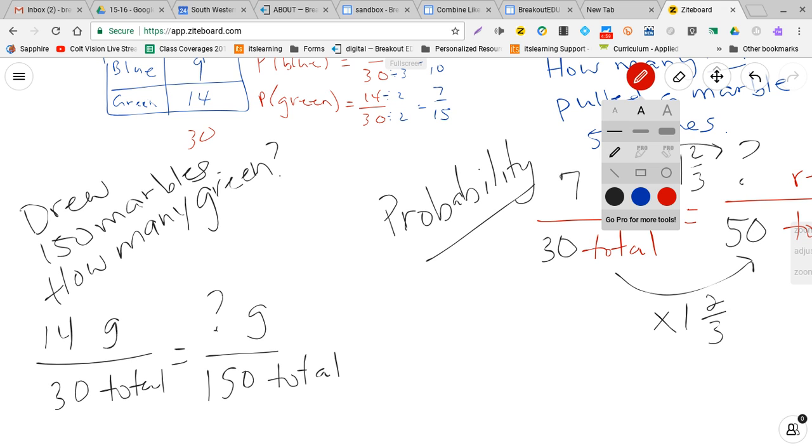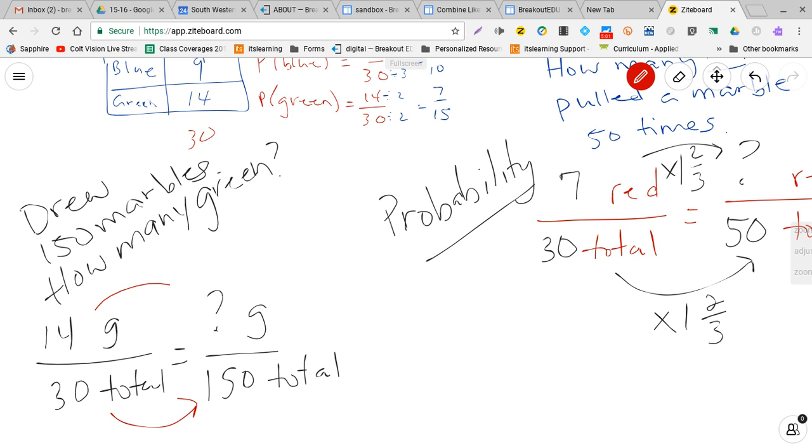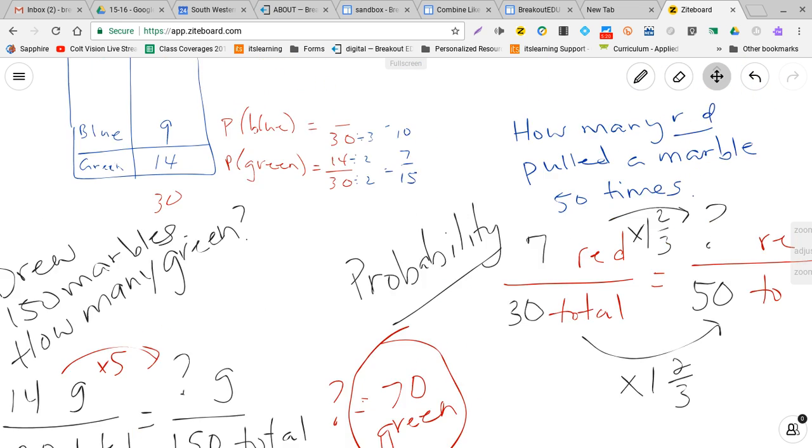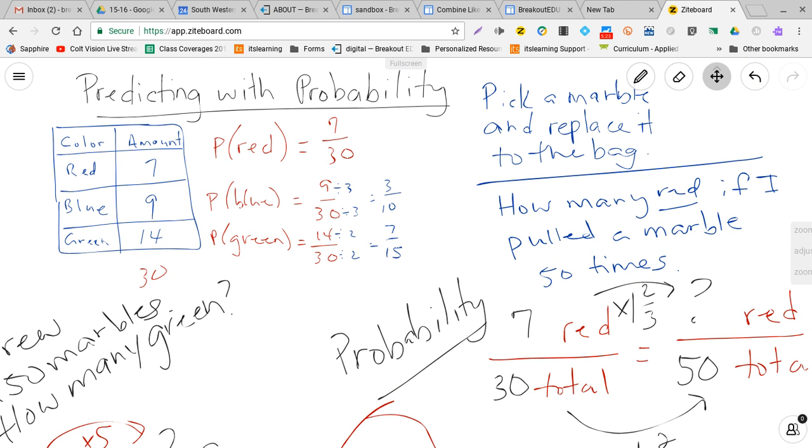So we're going to go ahead and we're going to find our scale factor here. Our scale factor goes from 30 to 150. So I'm going to take 150 and divide it by 30. That's times 5. To get my answer, I'm going to take 14 times 5, and I'm going to come up with 70 green marbles. Okay. So you've just seen an example of how to find the probability when we're given some numbers or some data, and then how to use that probability to make predictions on the amount of times that something is going to occur.